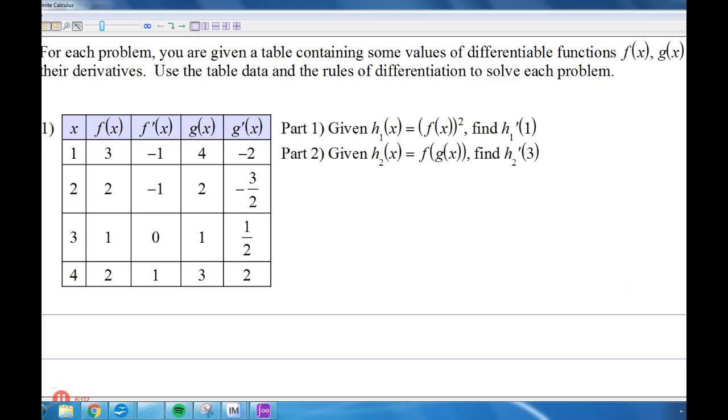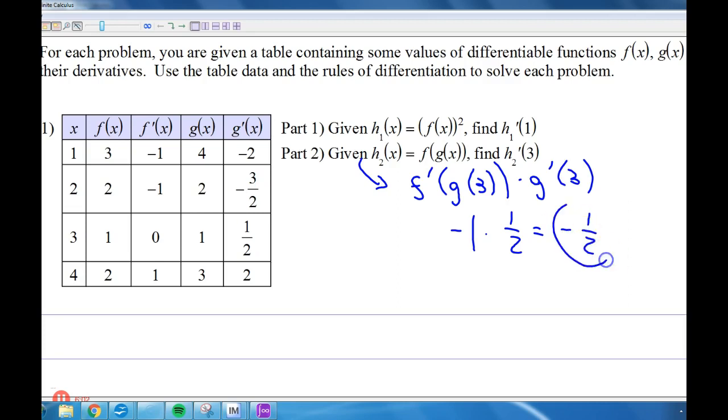Okay. So for part 2, you're going to have f prime of g of 3 times g prime of 3. So what's g of 3? It's 1. Then you want f prime of 1. So negative 1. And then g prime of 3 is a half. Hold on, somebody have a calculator? Negative 1 times a half. How many have negative half? Are you sure? You do it out. See what you're doing there.